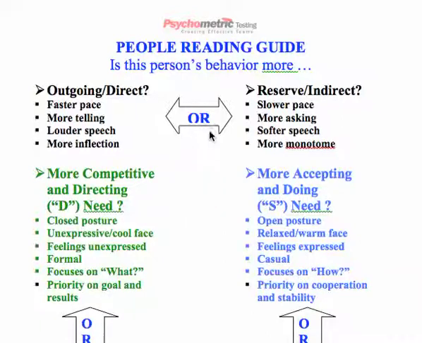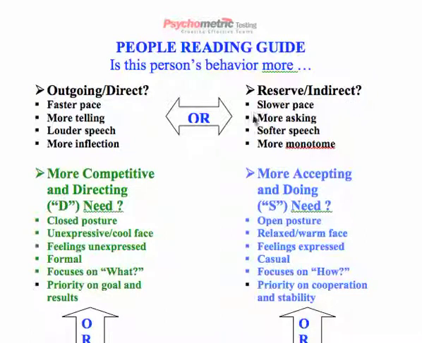The way this works is that you go down here, and the first thing is you're going to choose either this here or this here. You're going to pick: is the person outgoing and direct, or is the person more reserved and indirect? So that's only two things that you need to figure out right in the beginning.